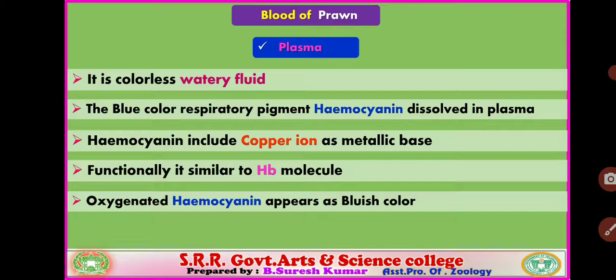So the plasma of the blood is a colorless watery fluid, and it has a blue color respiratory pigment hemocyanin dissolved in plasma. Hemocyanin includes copper ion as metallic base, and functionally it's similar to the hemoglobin molecule, and oxygenated hemocyanin appears as bluish color. Follow? Yeah, right. Next, another part of the blood of prawn, they are leukocytes.